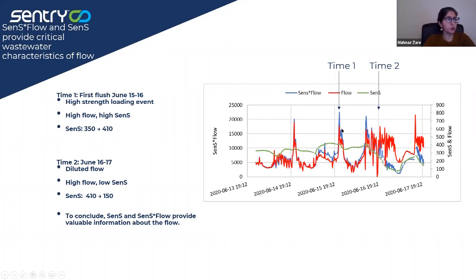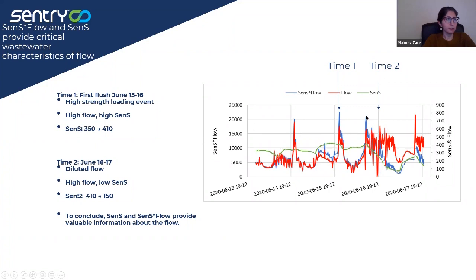The first time period is June 15 to 16. The first flush event is happening here. We are seeing higher flow and a spike in SENTRY signal times flow. And the SENTRY signal, the green line, was also higher during this time period. It was around 350 before the first flush, and then it increased to 410. So we believe that this is the first flush event, and the flow coming to the plant was highest strength.